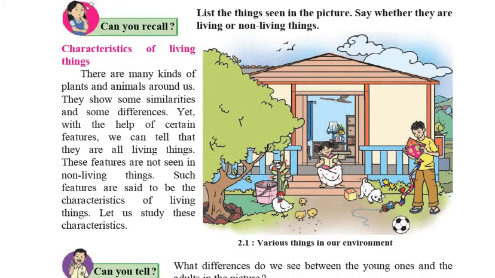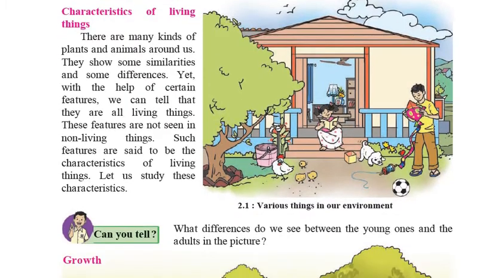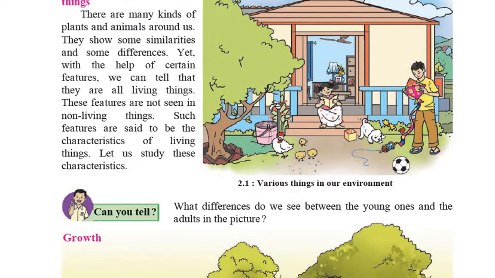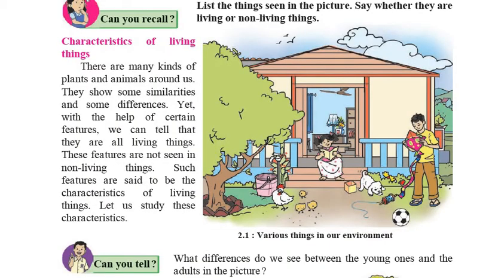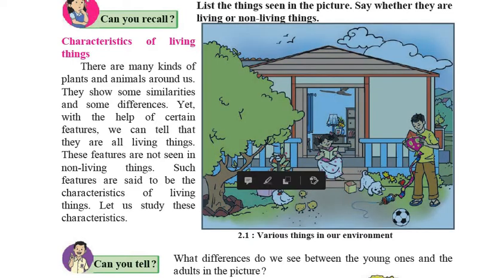Characteristics of living things. There are many kinds of plants and animals around us. They show some similarities and some differences. Yet, with the help of some certain features, we can tell that they are all living things. These features are not seen in non-living things. Such features are said to be the characteristics of living things. Let us study these characteristics.